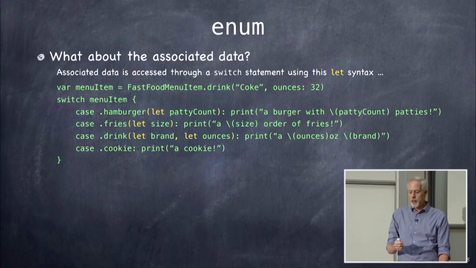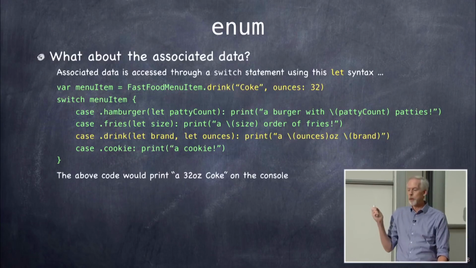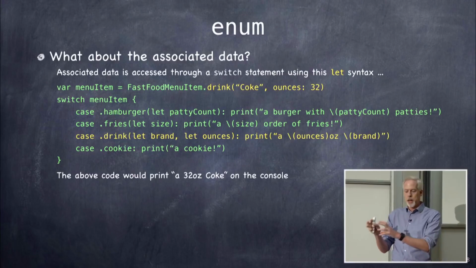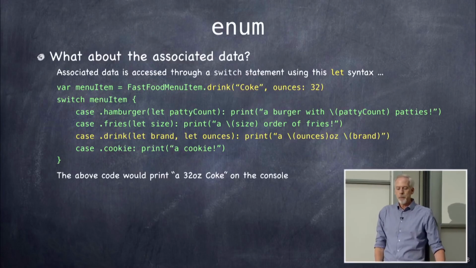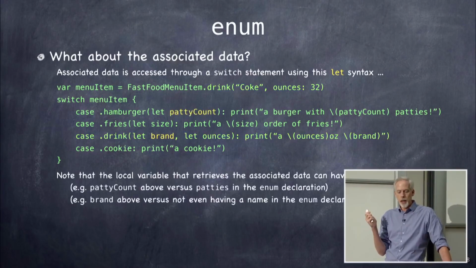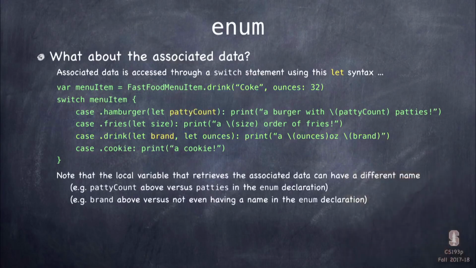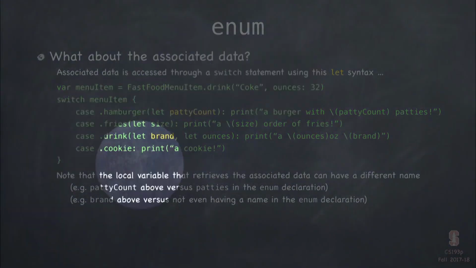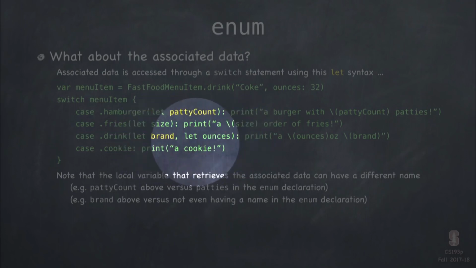Now, that little name that you use, so if this were a Coke, it would print whatever ounces Coke right there, because it's getting the Coke into brand, it's getting the ounces into something called ounces, and then it's doing that print. This naming does not have to be the same names as you declared the enum from. In fact, if we look at this Coke one right here, this let brand, remember in the original enum, that didn't even have a name. It was just a string, right? And it had ounces colon ounces.